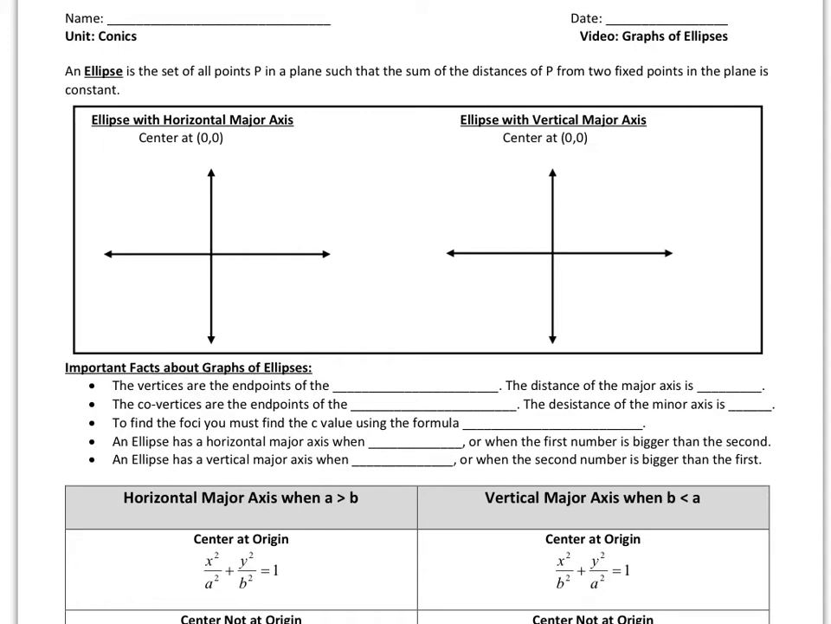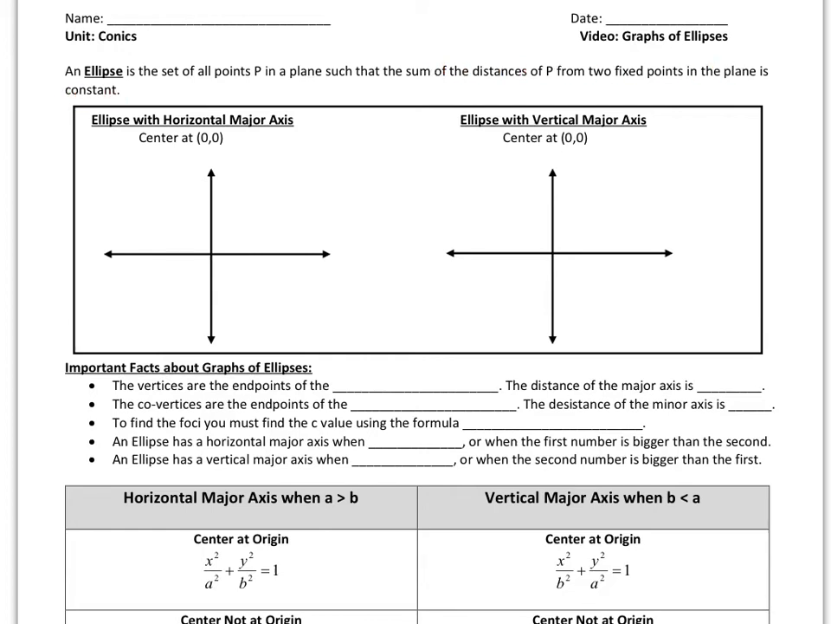Hi everyone, in today's lesson we're going to talk about graphs of ellipses. Now an ellipse is a set of all points P in a plane such that the sum of the distances of P from two fixed points in the plane is constant. Now this definition is a little bit tricky, so I would like you to refer to what we discussed in class.